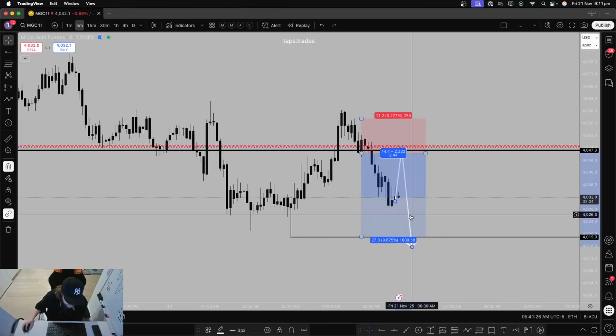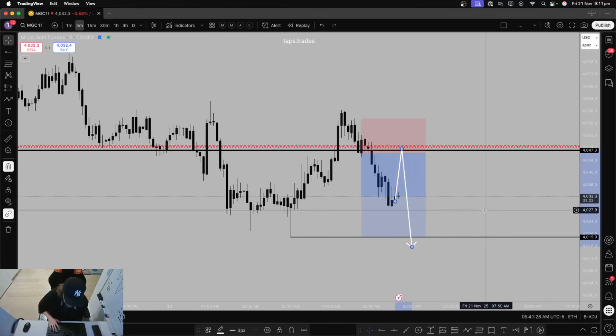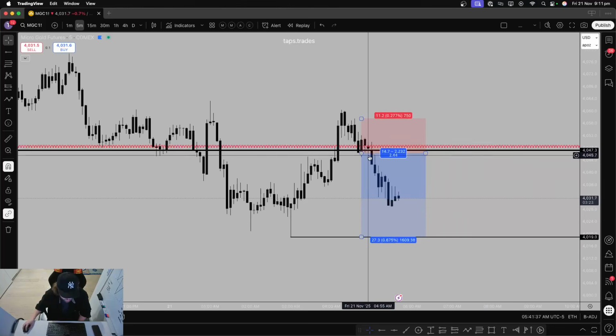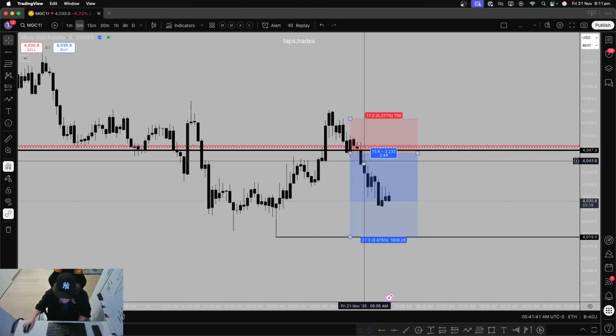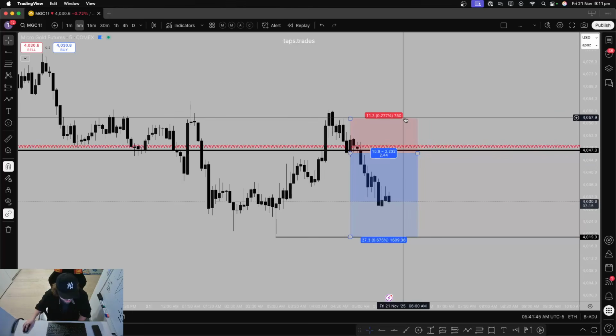So I'm personally trying to actually avoid moving my stops. And if my targets get hit, they get hit. I've just got to take it and run. But in this instance, guys, this would have been a really, really good opportunity to get in for a short here. So for those that do trade the London session, I hope that you did get into this trade.